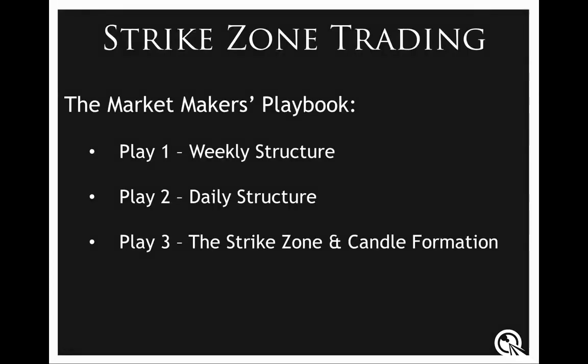Okay, let's recap the market maker's playbook. Play number 1 is the weekly structure, that 3 to 5 day look back, helping us determine our directional bias. Play number 2 is our daily structure: consolidation, the stop hunt, long sustained move, the continuation of the move, and finally the reversal. Play number 3, identify the strike zone and the candle formation. Remember, you need to identify the candle formation inside the strike zone.